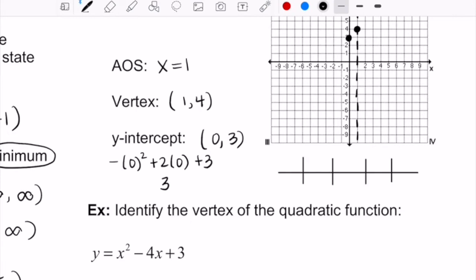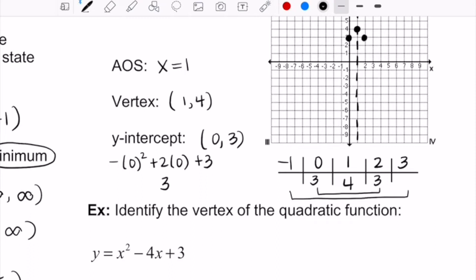To graph the rest of this graph, it could be helpful to make a table. Remember, the vertex goes in the middle, and then you can pick 2 points that are smaller than the vertex, and you can pick 2 points that are larger than the vertex. Quadratic equations are symmetric, and so the numbers in these places are going to be equal to each other. We already know that 0 goes with 3, so that means that 2 will also go with 3. Here will be a point on the graph.